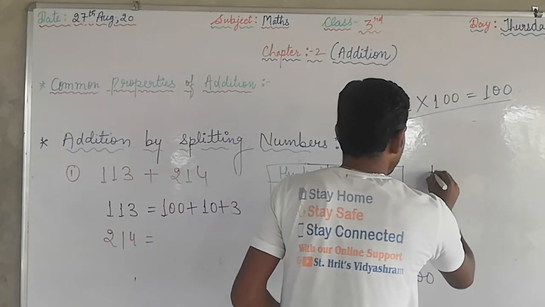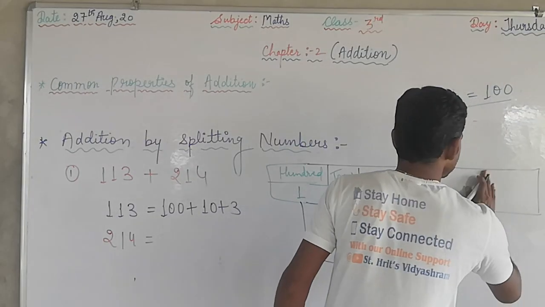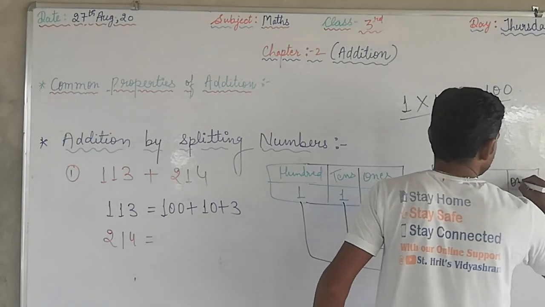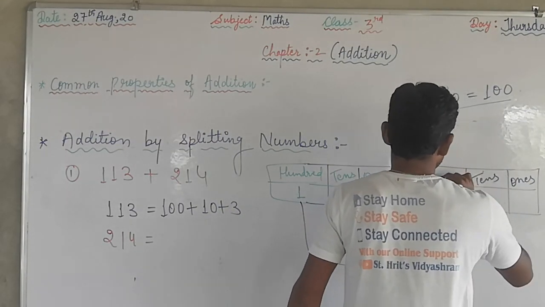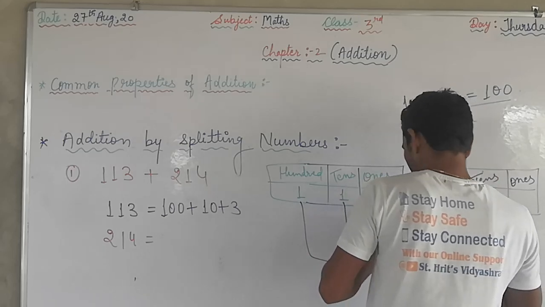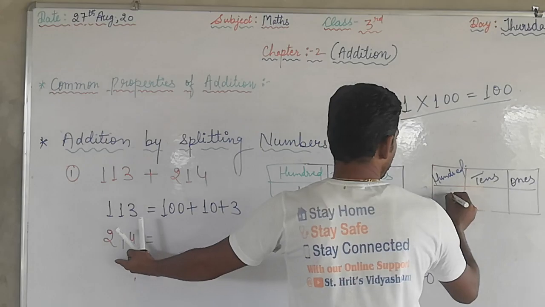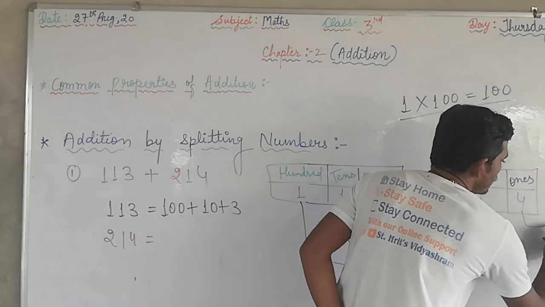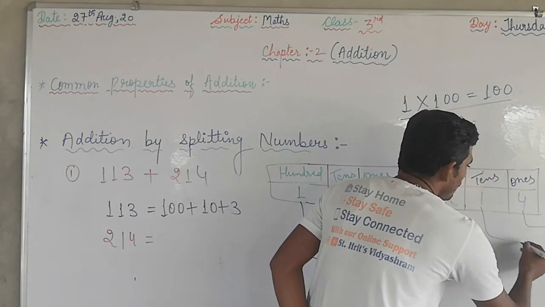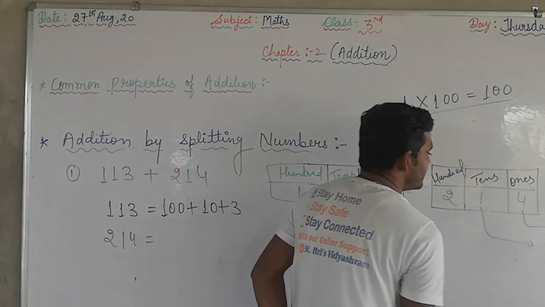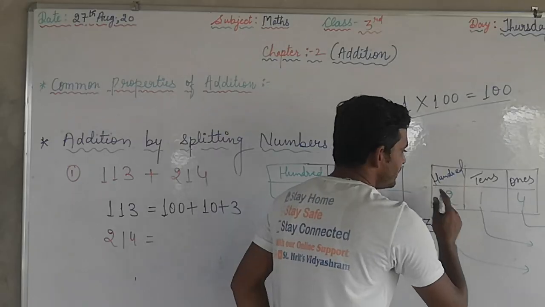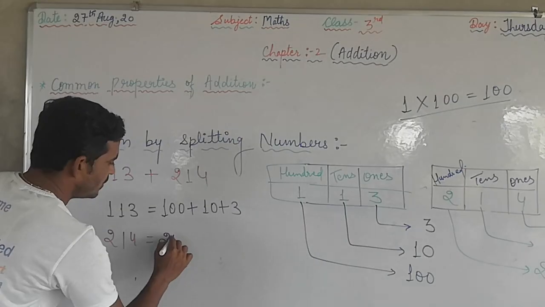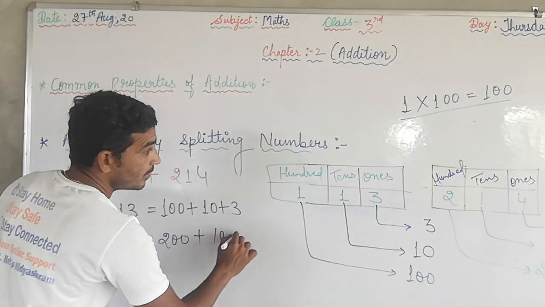Now we are going to expand the next number also. Ones place, tens place and hundreds place. Arrange the digits according to their place value. 214. What is the place value of 4? That is 4. What is the place value of 1? 1 is at tens place. Now what's the result you get? That is 10. And 2 is at hundreds place. That means 200. Okay, right? Their expanded value is 200 plus 10 plus 4.